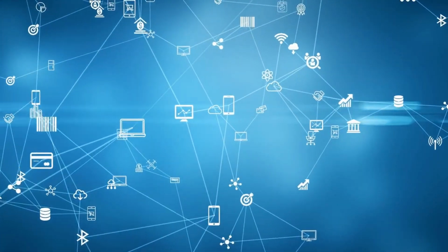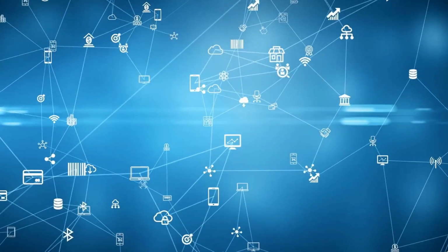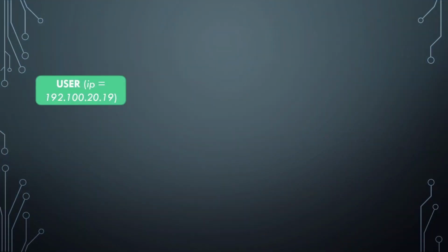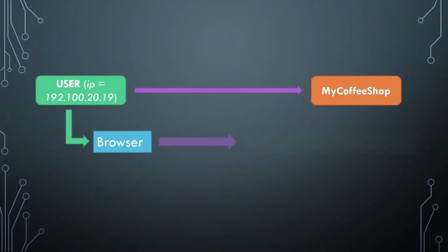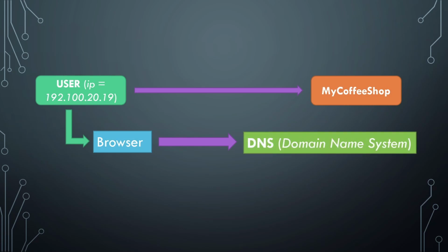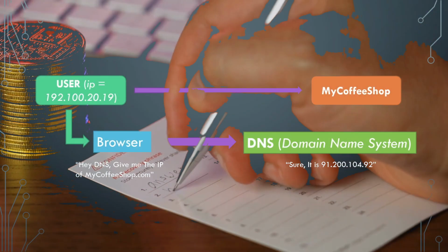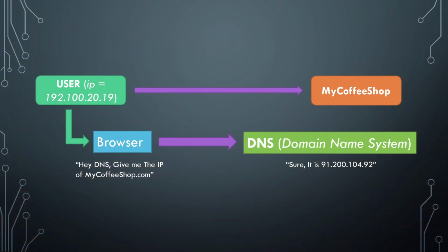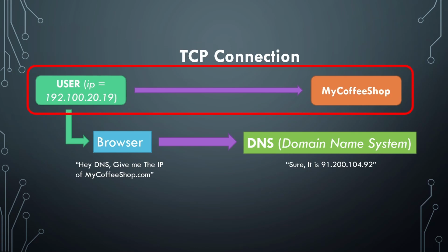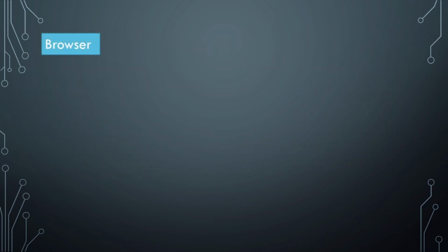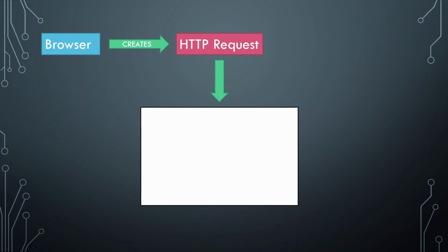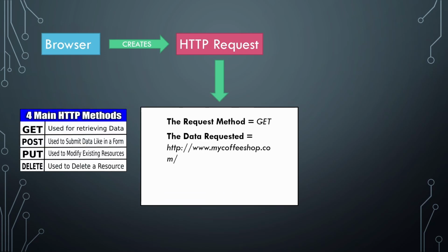So let us describe what exactly happens in a request and in a response. So you want to enter a website called My Coffee Shop. Your browser will contact a DNS server or domain name system to find the IP address of My Coffee Shop. Think of the DNS as a giant phone book that has the IP address of different websites. Once your browser finds the IP address of My Coffee Shop, it will establish a TCP connection with My Coffee Shop server. Now your browser will create an HTTP request which contains the request method, the data requested, the user agent like Google Chrome, and what the browser accepts, like it can accept an HTML document.